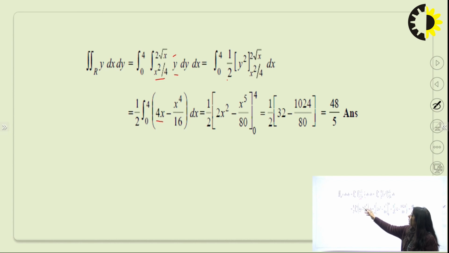Now we will integrate this with respect to x. So integration of 4x is equals to 2x square, and integration of x power 4 upon 16 is x power 5 upon 80, and limit 0 to 4. Now we will put the limits. Firstly upper limit, then it will be equals to 32, and now put 32 minus 1024 upon 80. Now we will put the lower limit 0, then put x is equals to 0, then the output is 0, so it is equals to 48 upon 5. So integration of y over the bounded region R is equals to 48 upon 5.